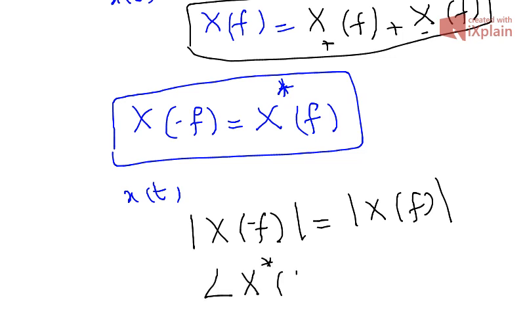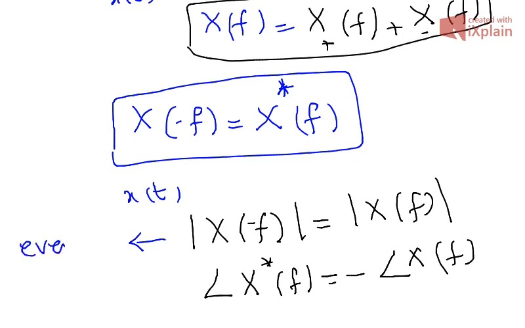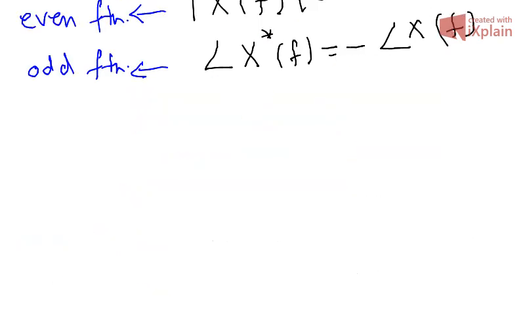and its phase response has this property. It is negative of the phase of x of f, which means that the magnitude response is actually an even function, while the phase response is actually an odd function. So the phase is an odd function, right? You are familiar with the definition of the even and odd function.